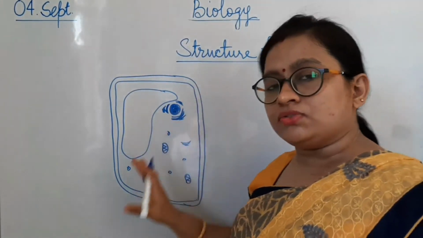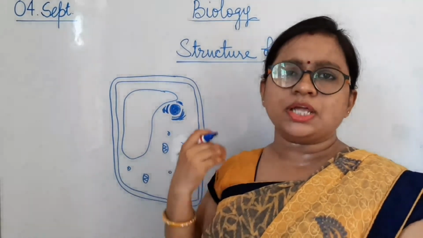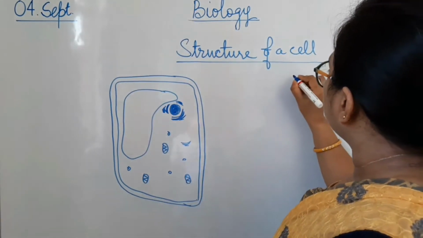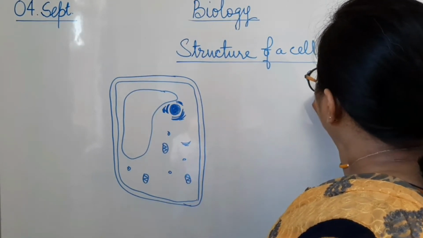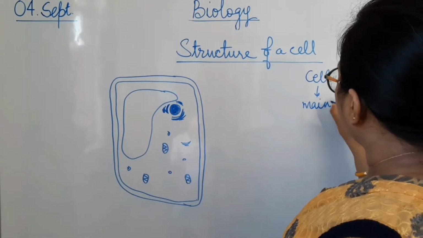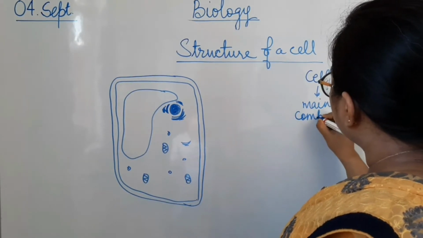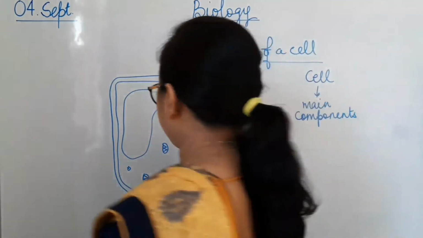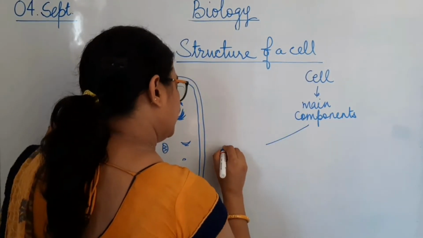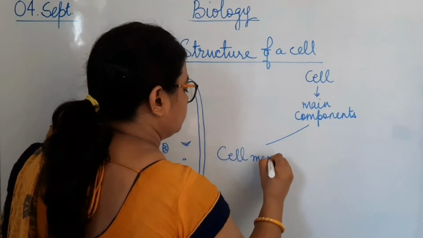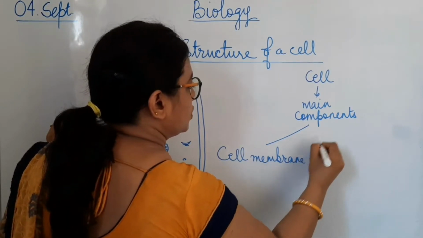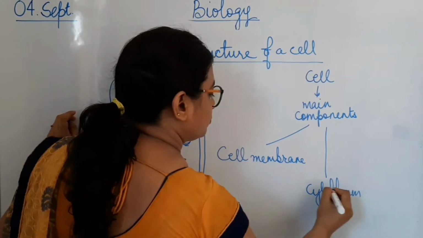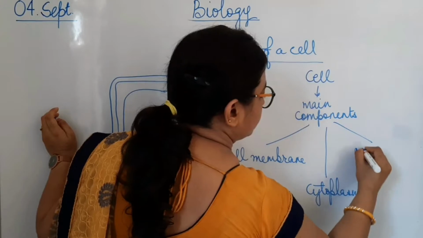Now if you look into this cell or any other cell or just the egg we have discussed, there are three main components of the cell. Main components means main parts. What are the main parts of the cell? There are three main parts of the cell. One is cell membrane, second cytoplasm, third nucleus.